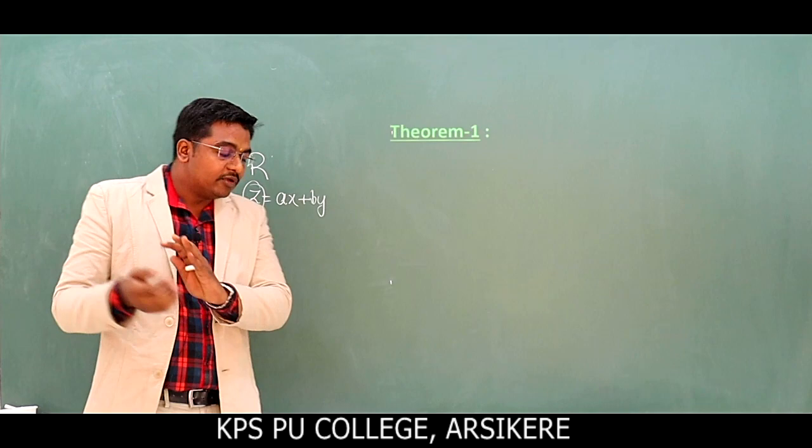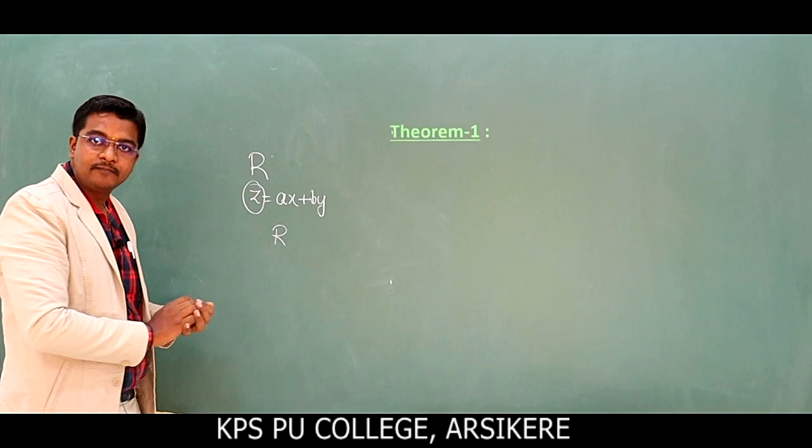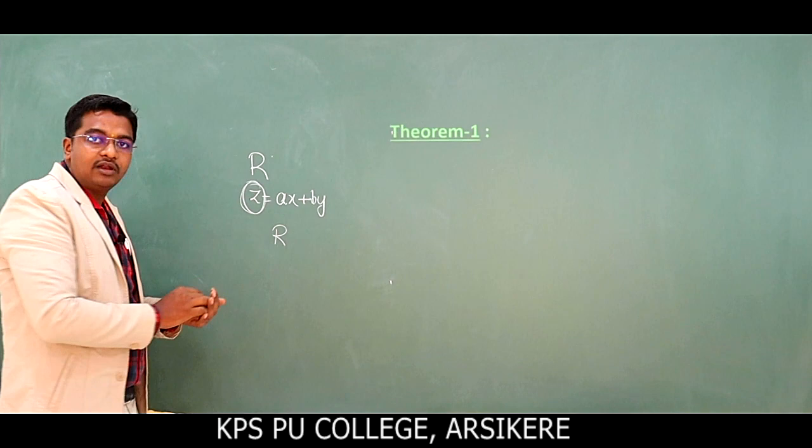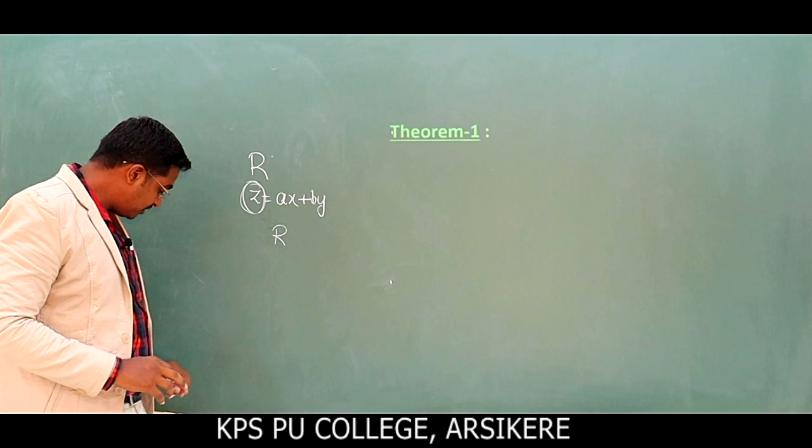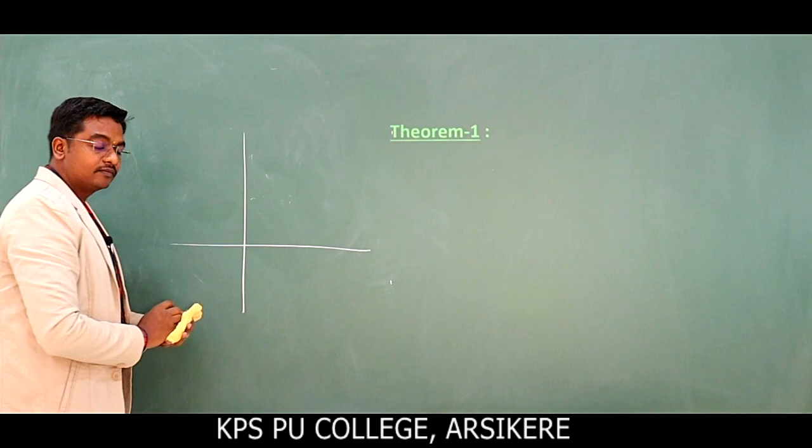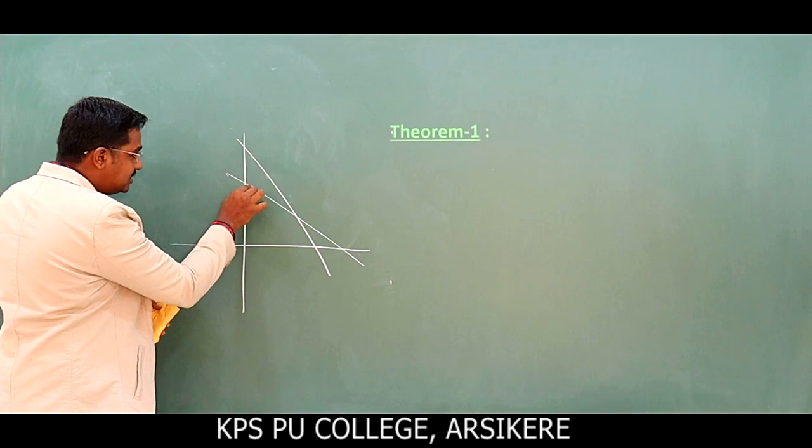So z has an optimal value in R, the feasible region, and it must occur at, so here the maximum or minimum value, it must occur at a corner point of the feasible region. Corner point of the feasible region, let me explain how the corner points come. So here we have one constraint, another constraint. So what is the common region? This region is called a feasible region.